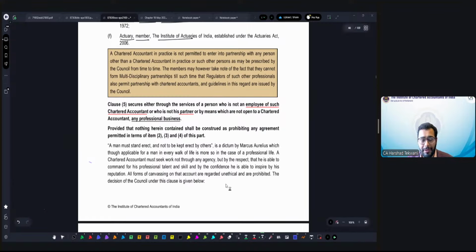Okay. So now the second thing is means which are not open to a chartered accountant. What are these means? Can anyone tell me, when I say means which are not open to a chartered accountant, what are these? How can you identify that these are the means not open to a chartered accountant? Quickly. Anyone? No?